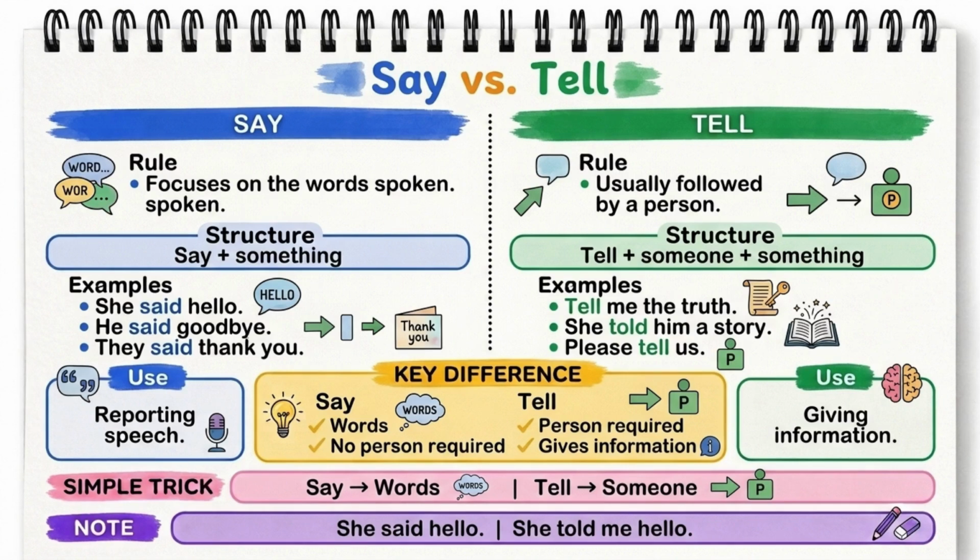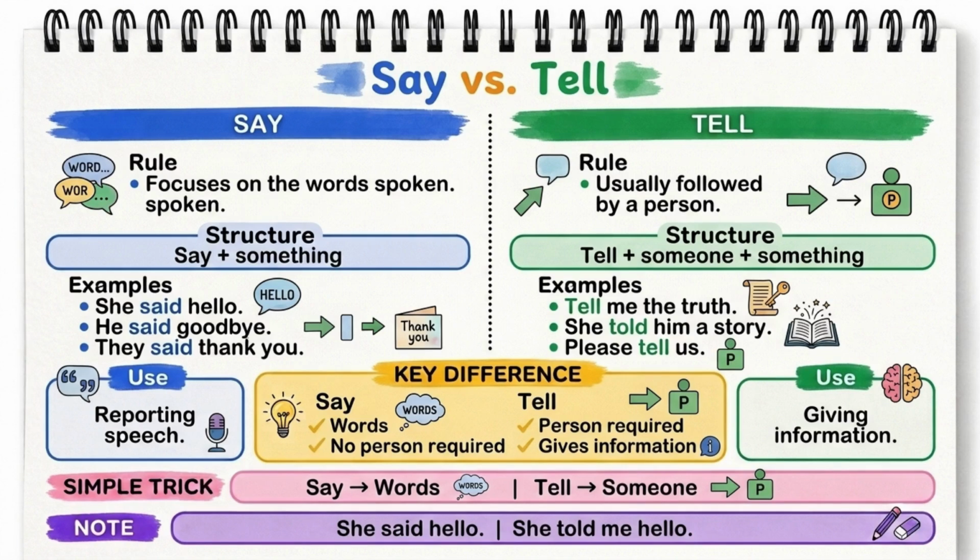Now let's look at tell. We use tell when someone gives information to another person. The structure is tell plus someone plus something. For example, tell me the truth. She told him a story. Please tell us the answer. Notice something important. After tell, we usually include a person.